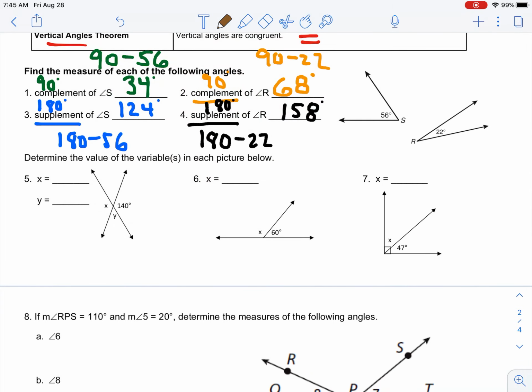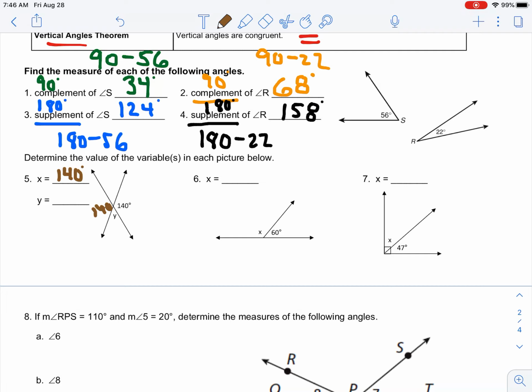All right, let's go ahead and get to the next picture. Number 5, determine what X and Y are. You'll notice in number 5, we have an X that crosses, so we have vertical angles. So what happens is the 140 has to be 140 over here. They're across from each other. So right away, we can find X because they're vertical angles, they're equal.